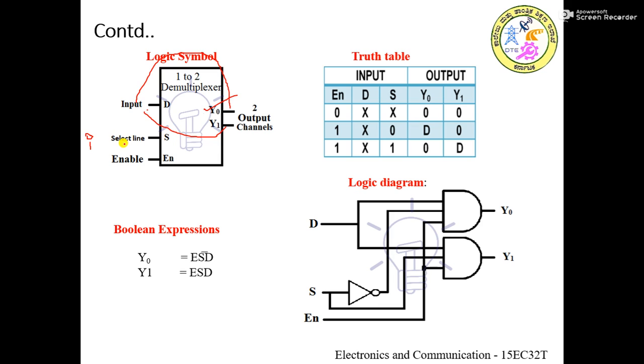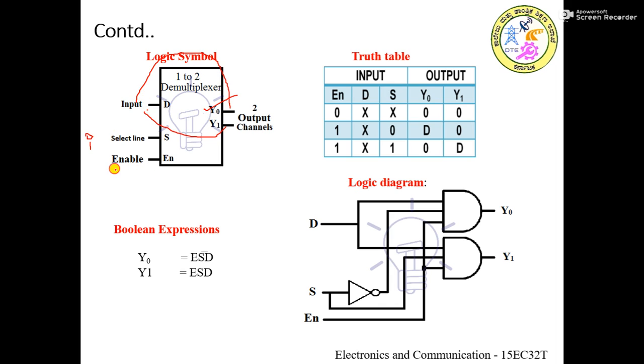So now what happened is, if the select line content was 0, then y0 is selected. The input may be 0 or 1, whatever the input information is there on the D pin or D input line is routed on y0. If select line content is 1, then y1 is selected, and the input information goes on that y1.